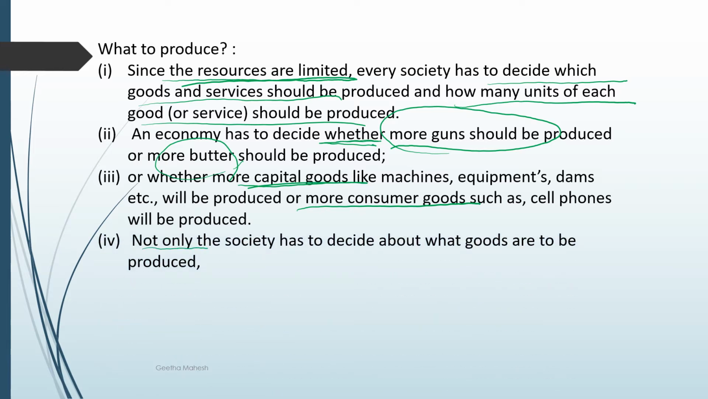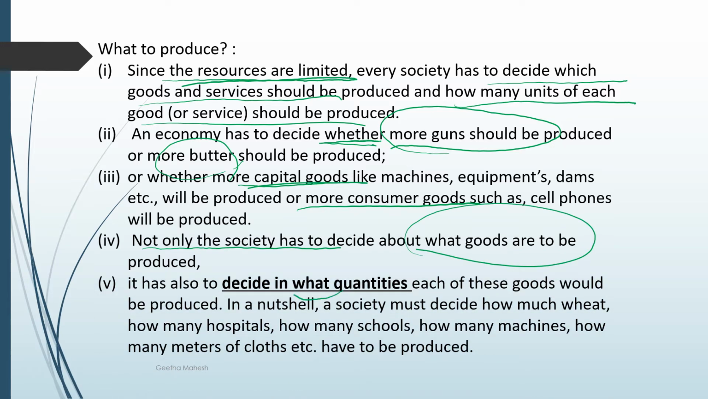Not only does the society have to decide about what goods are to be produced, but it has to decide in what quantities. How much wheat, how many hospitals, how many schools, how many machines, how many meters of cloth, etc. have to be produced with the available resources. They have to decide in such a way that they reach an equilibrium position.